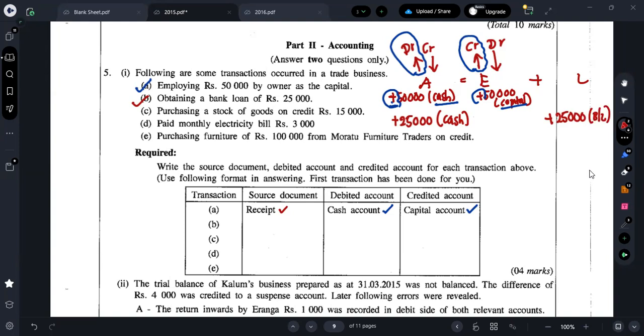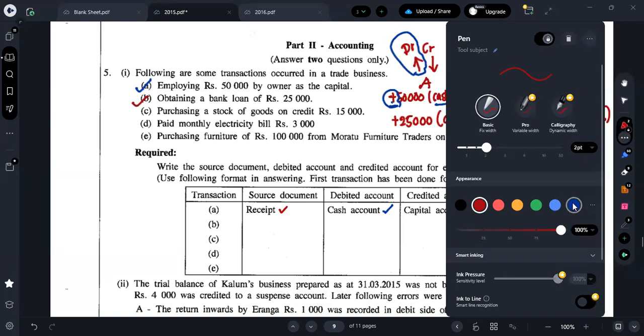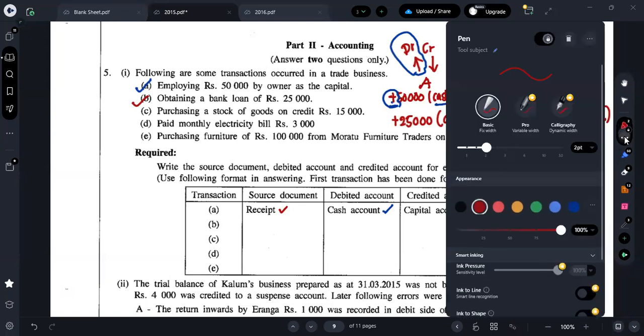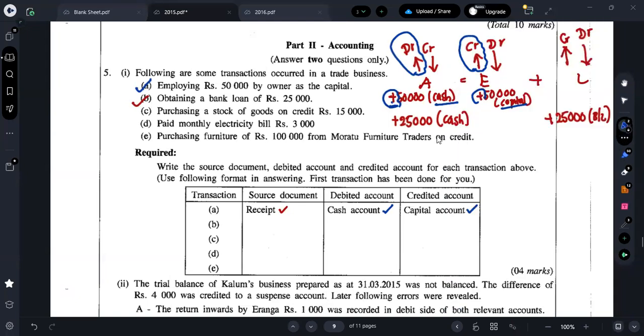Now from this, how are we supposed to go to the double entry? What's the double entry principle we have studied for liability? When liability increases, credit. When liability is decreasing, debit. Now see here, guys, it's the same method, nothing different. What's happening to our asset? Asset is increasing. I'll come to the source document part later, or else I'll write the source document also, guys.